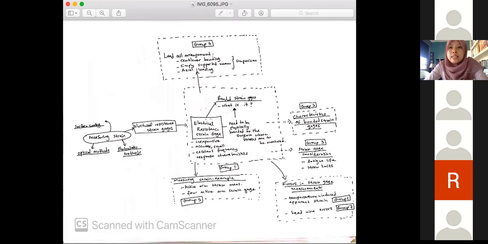Saya sharekan dekat in the chat box the file for you to use for this activity. Okay, sekejap. Basically file ni mengandungi our lecture notes for this topic on measuring strain. Okay, yang saya sharekan.